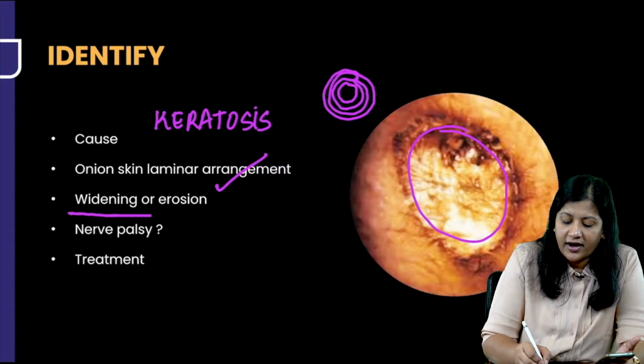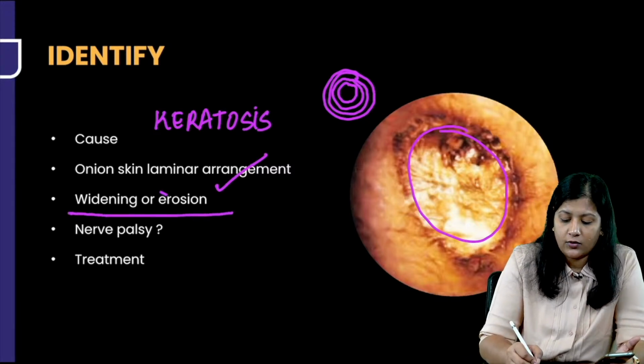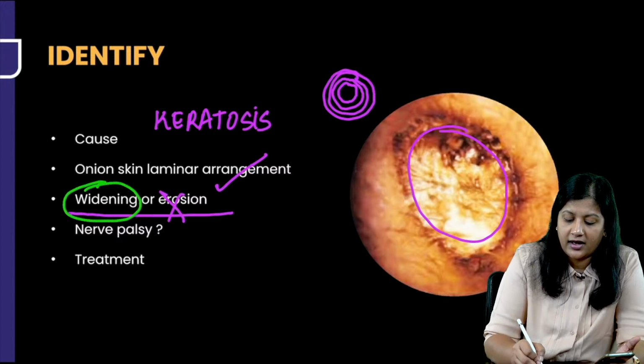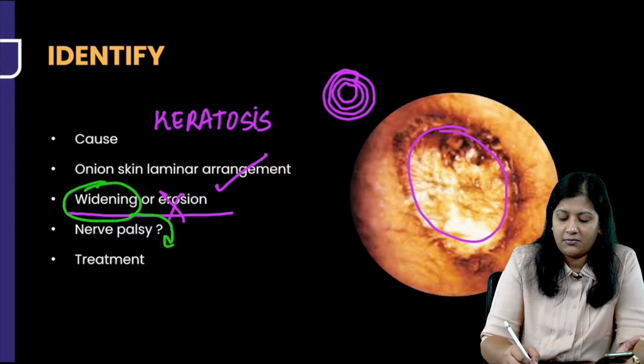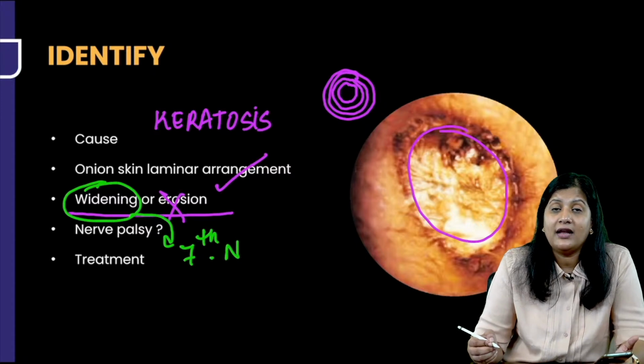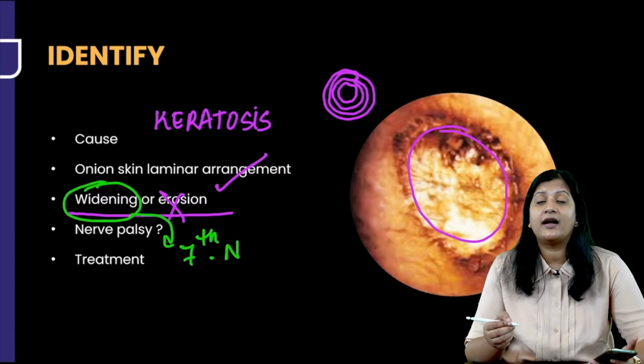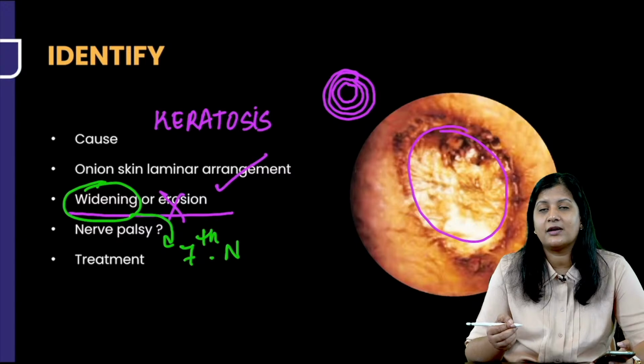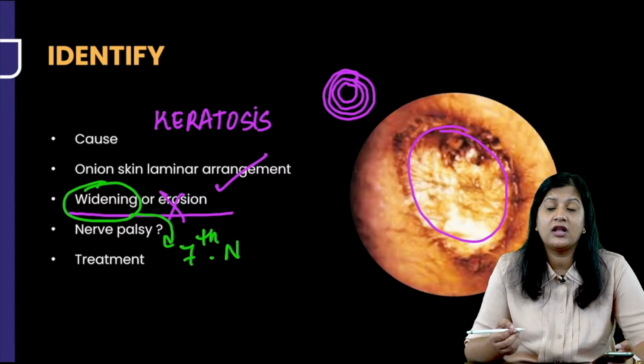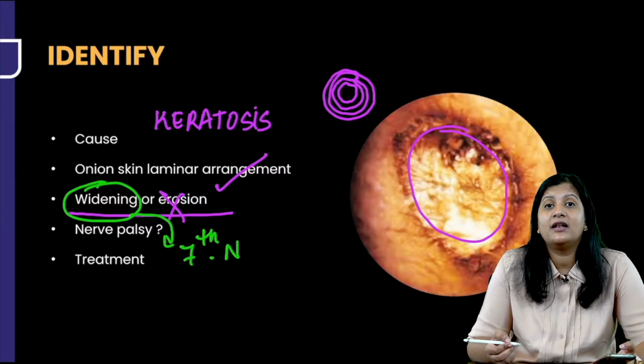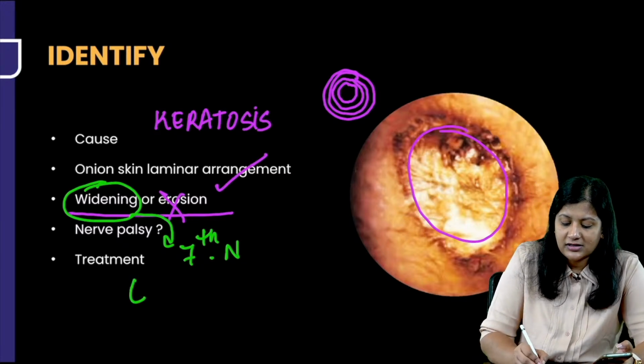This arrangement we call it as onion skin lamellar arrangement. Will you see widening or erosion? This is not an erosive disease. You will see widening of the external auditory canal, and because of that there can be involvement of the seventh nerve. Now, typically this has to be removed with sedation or with general anesthesia because it's quite a painful condition. Under local anesthesia it can be a little difficult to remove, so you will have to give a little bit of sedation and remove it. So, the treatment is removal of the keratotic debris.